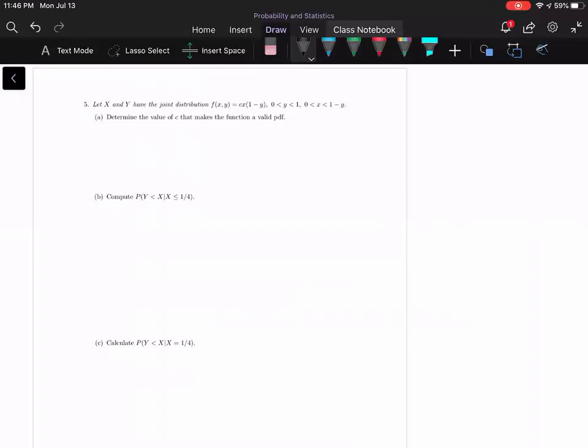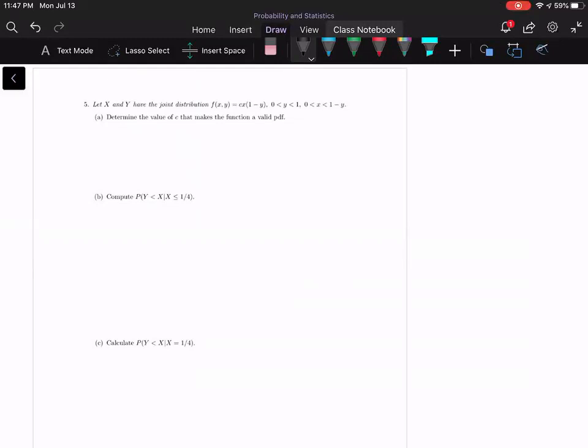So we need to check the two conditions. One is that the joint distribution is non-negative. It's always positive because y has to be greater than 0 and less than 1, so 1 minus y is positive. And since x is dependent on y, and y is always between 0 and 1, x will always be positive. So x times 1 minus y is always positive, which means c has to be a positive value. Otherwise, f will be negative.